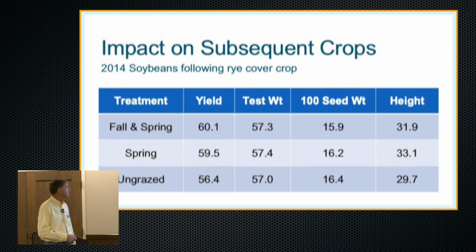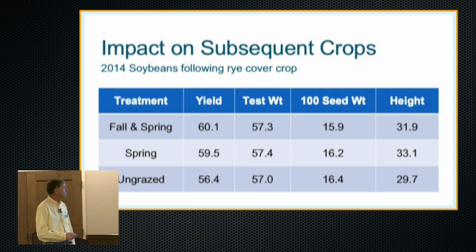Another example, 2014 we had soybeans. The prior year it had a rye cover crop on it, and we had cattle out there. We had 3 treatments here. We had cattle grazing in the fall and in the spring, and in the spring only, and then we had some blocks where they did not graze at all.